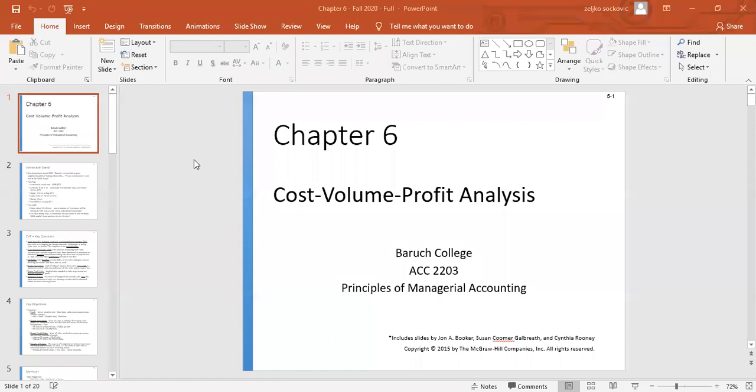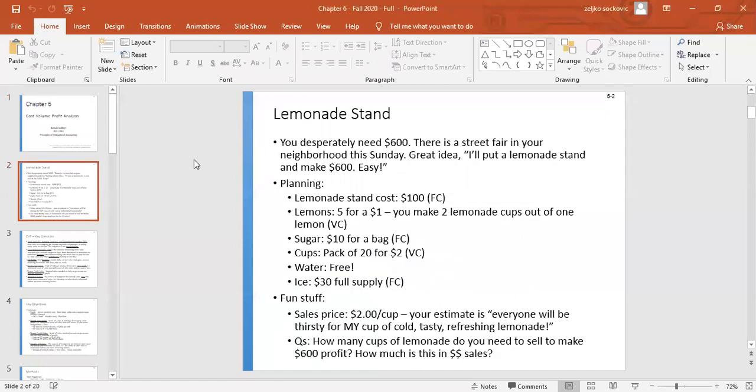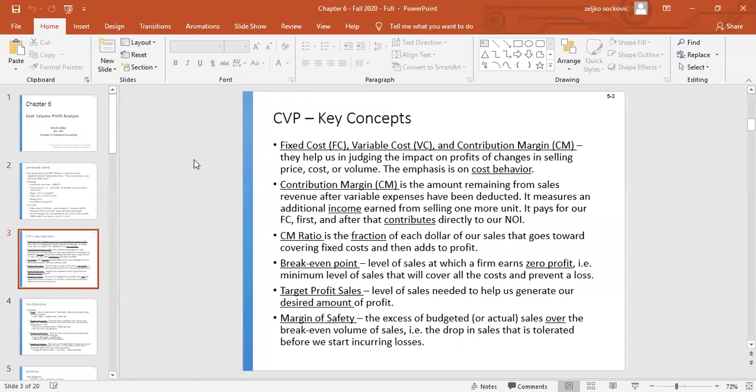Okay, so cost volume profit analysis. So you're going through these things. We learned what these basic things are. Contribution margin, we know what it is. Contribution margin ratio, you read this.